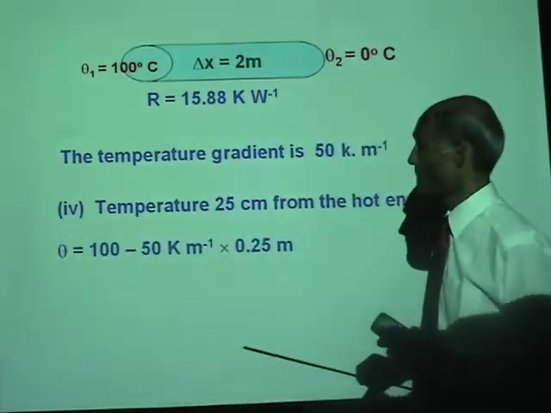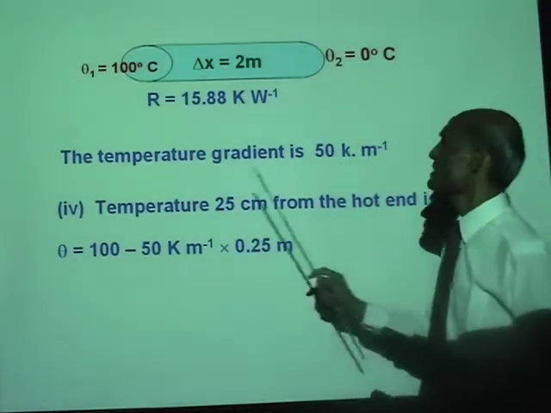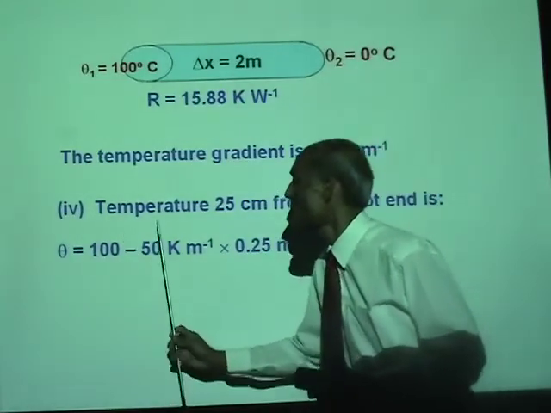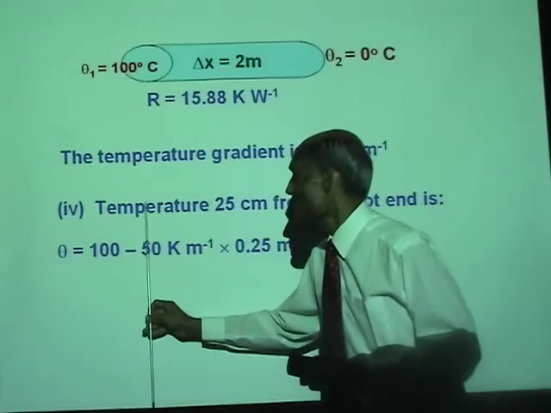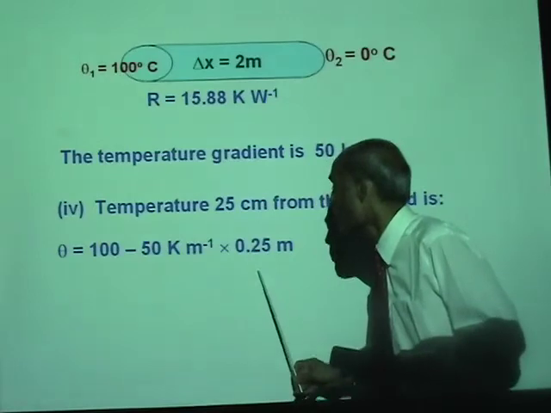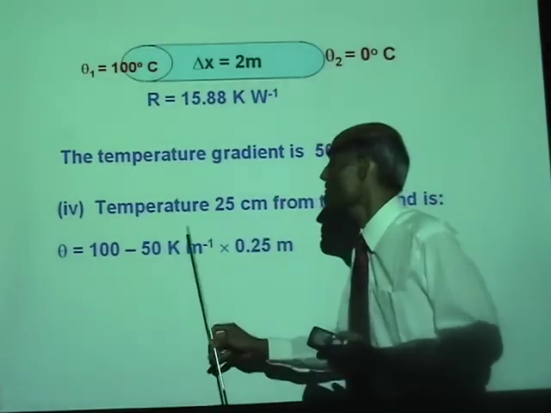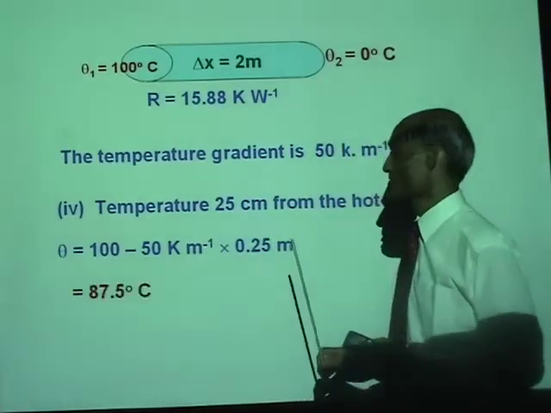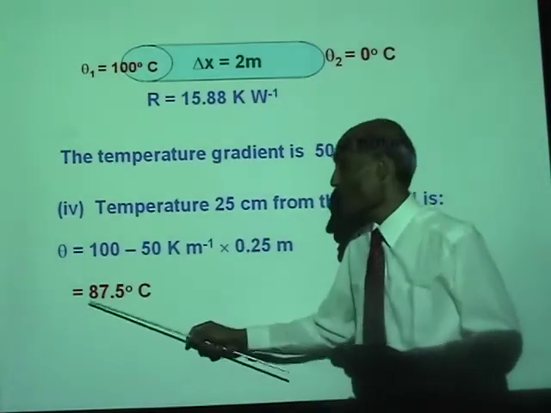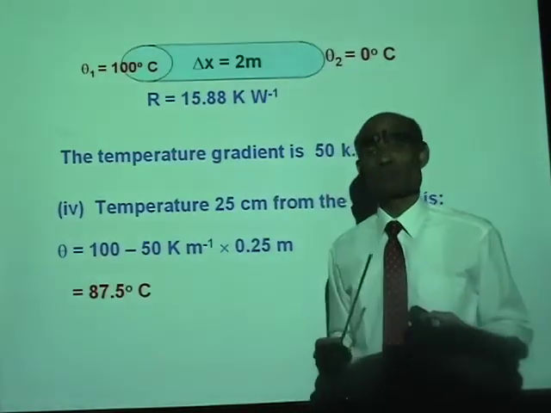Let's write that down. So, temperature 25 centimeter from the hot end is theta equal to 100 minus... Is that right? For every meter, the drop is 50 Kelvin. Therefore, for 25 centimeters, 0.25 meter, the drop will be 50 times 0.25. So that will be 100 minus 12.5, 87.5 degrees Celsius. You can do it by simple argument.